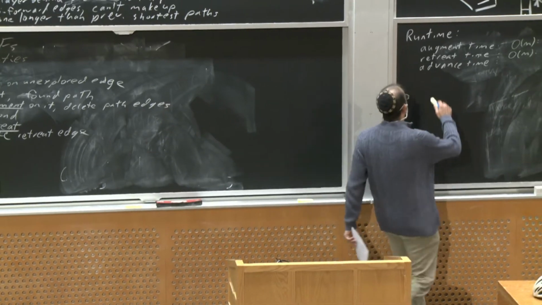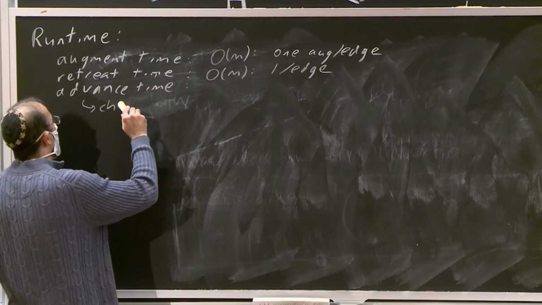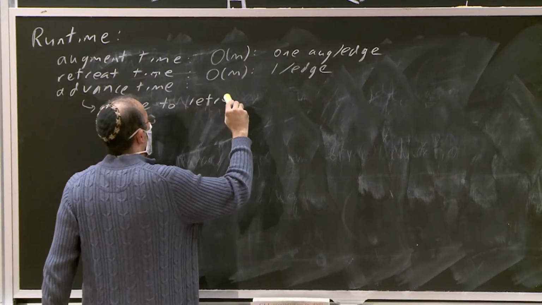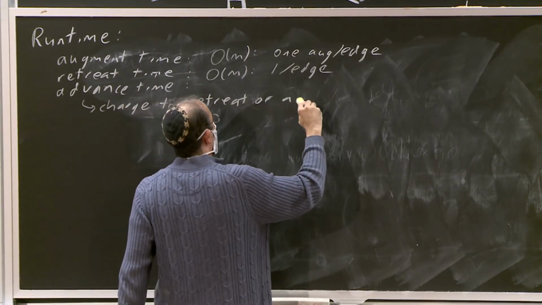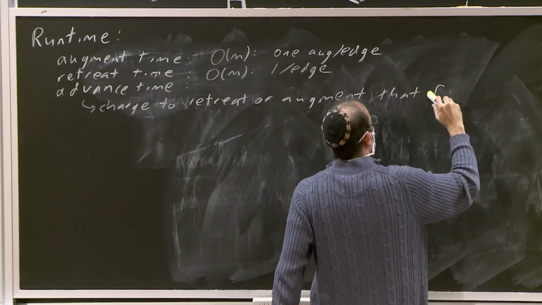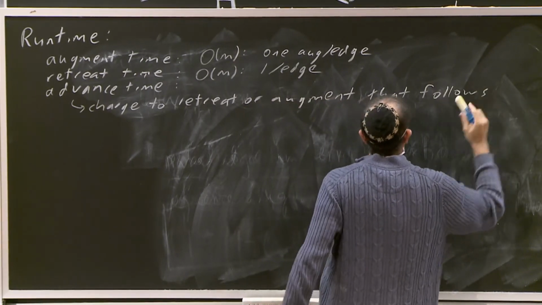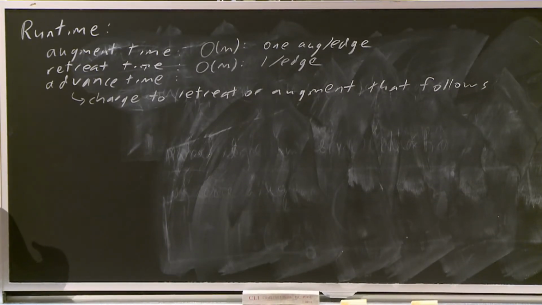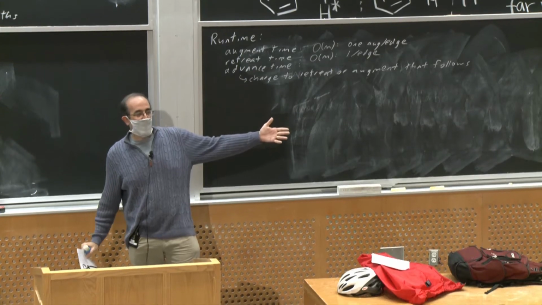Exactly. So the way I like to say this is that we can always charge the advance to the retreat or augment that follows. Once you advance on an edge, either you will retreat on that edge, or the only reason you wouldn't retreat is if you got to T and then you would augment through that edge.